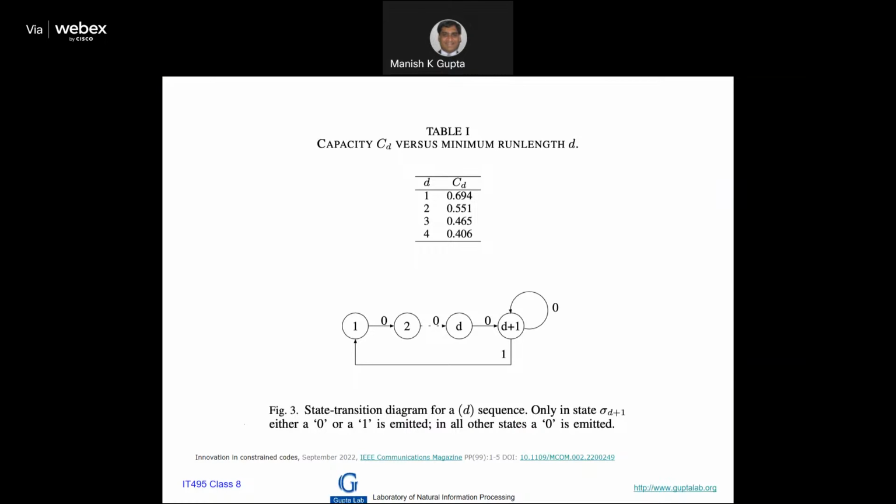Also, the D constraint can be described by a state transition diagram. These are the states, 1, 2, 3 up to D and D plus 1. For all other states except D plus 1, it emits only 0, and D plus 1 will emit 0 or 1. So this is the D constraint channel. These channels are used for constructing constraint codes. You may not know the convolution code, but you know about finite state automata, and those kinds of things are used here for the construction of these codes. I'll give you just one example here.